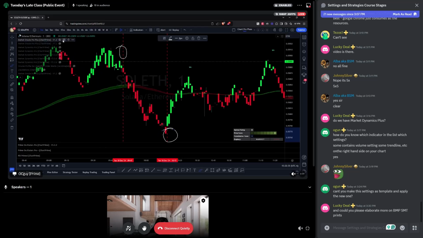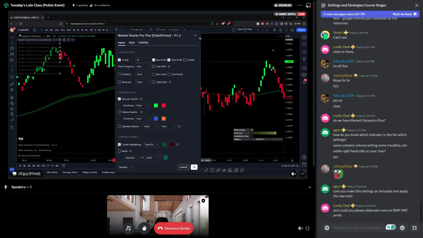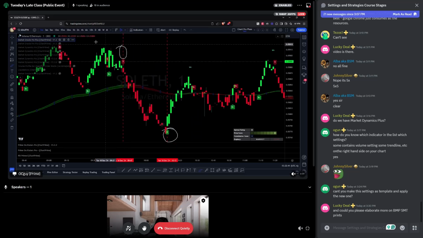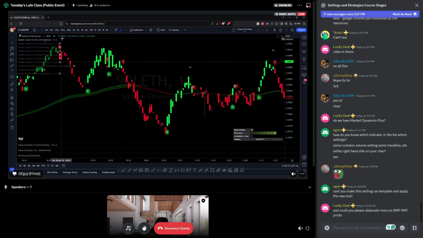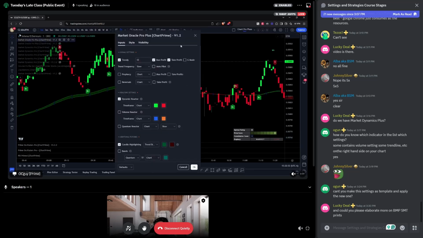So now I can go into G mode, turn that off, right? Click OK, and you'll see that, look at that. We did have a bearish signal and we did have a bullish signal, right? So basically what G mode does, it is hiding or showing your trend signals, all right?